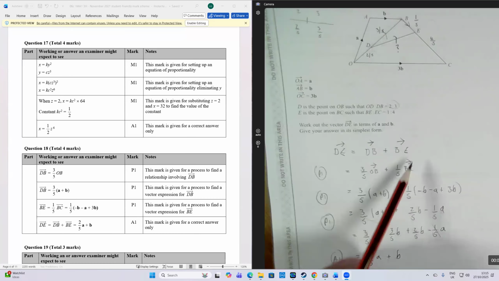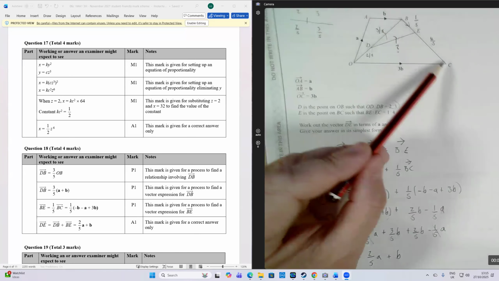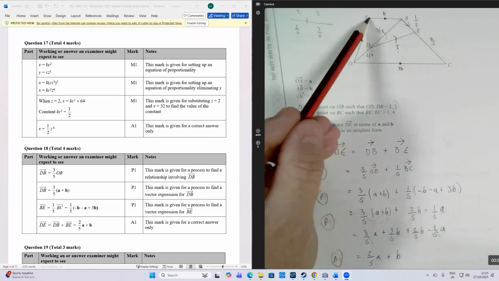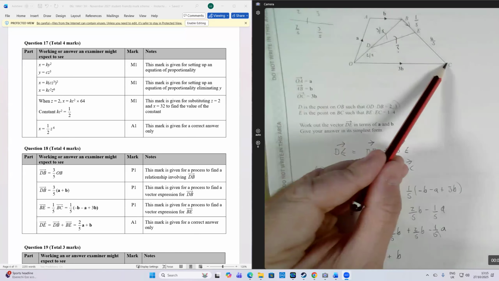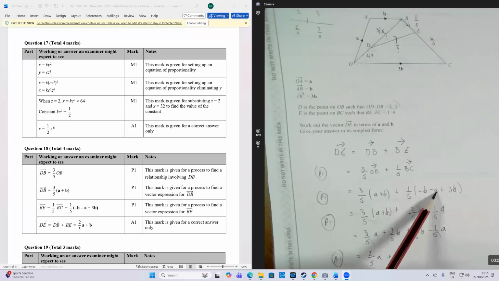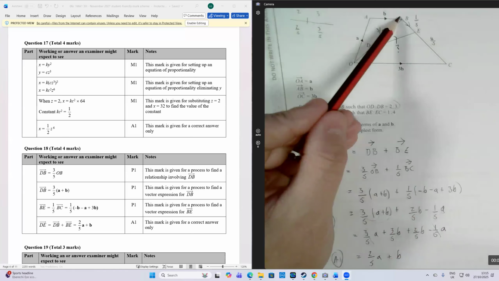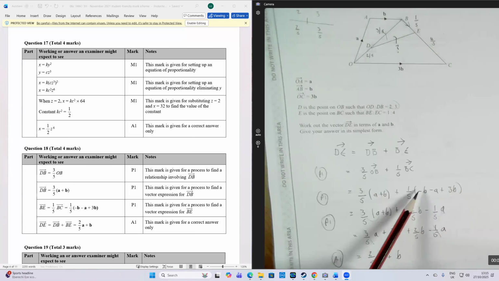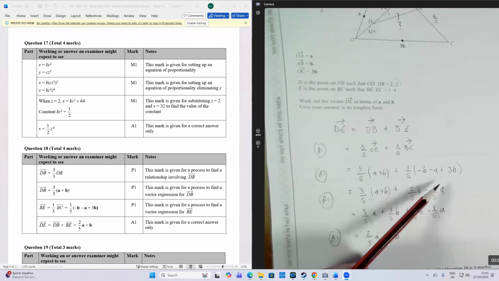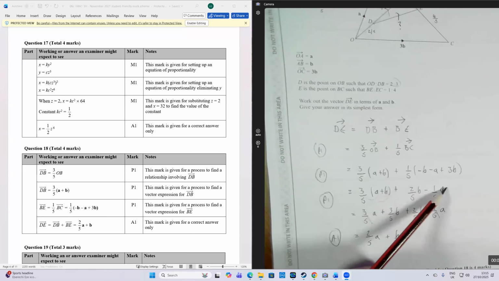How do we go from B to C? Well, to go from B to C, we would need to go along there, that's minus b, down there, that's minus a, and along there, that's plus 3b. So minus b minus a plus 3b is one route along there. When you collect like terms here, minus 1 add 3 is 2. And then we've got minus a, and the whole thing is times by a fifth. So when you expand that bracket, you get 2/5 b and minus 1/5 a.